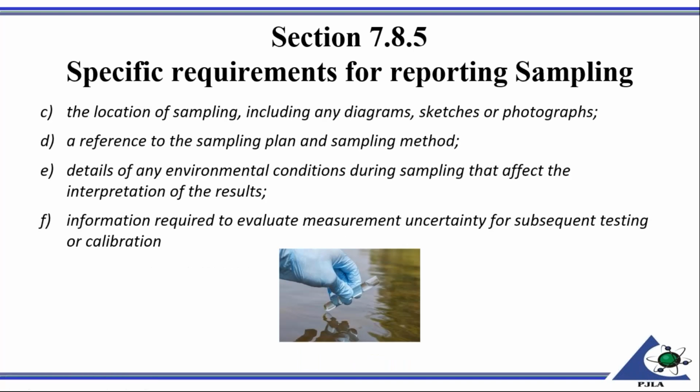C, location of sampling, including any diagrams, sketches, or photographs. This is going to be more relevant for, let's say you're doing a water sampling of a pond or a lake. You're going to have a map, and you're going to want to have the locations of where you took what sample marked on there.